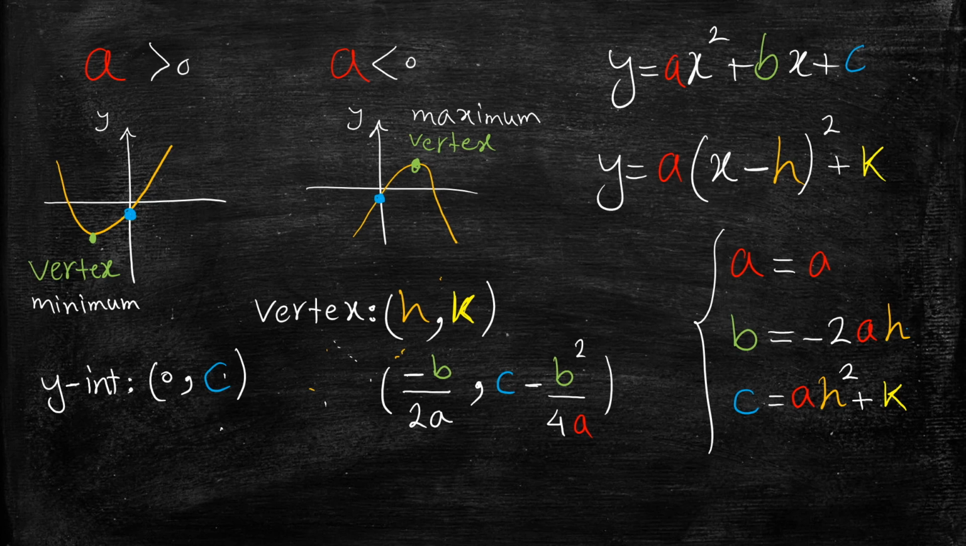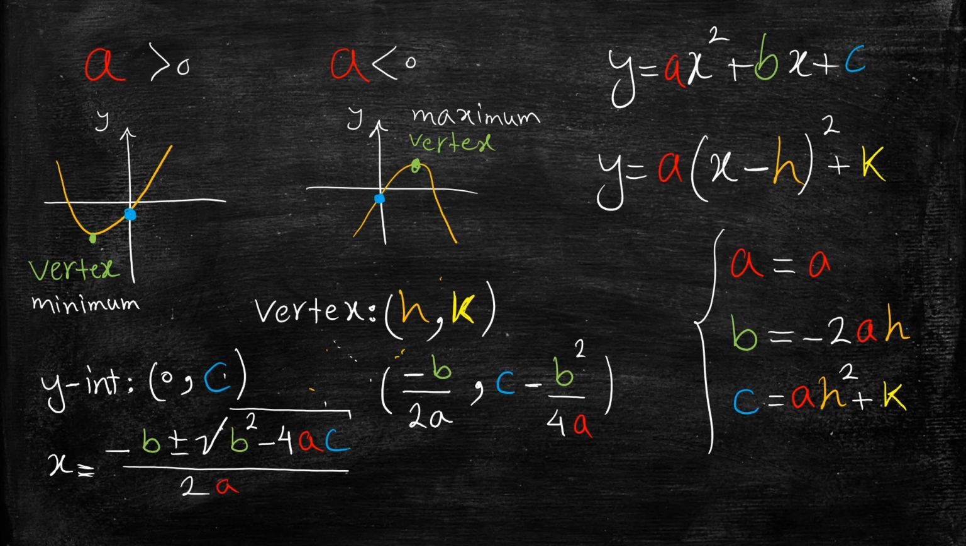X-intercepts, we find them by using this formula: x equals minus b plus minus square root of b squared minus 4ac, over 2a. And for x-intercepts, those are the two x's, if there are two. Sometimes there is one and sometimes there are none. And that we can find out by the sign of the discriminant, b squared minus 4ac. If it's positive, you have 2 x-intercepts. If it's 0, you have 1 x-intercept. And if it's negative, you have no real solution, no x-intercept.